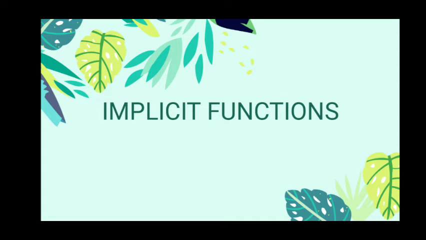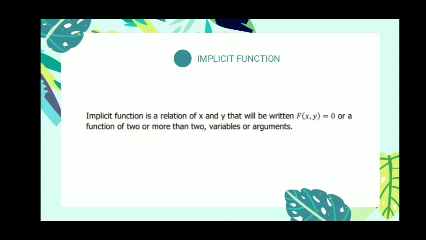The next topic would be the implicit function. An implicit function is a relation of x and y that will be written as f of x and y equals 0, or a function of 2 or more variables or arguments. So I have here a problem as an example. 3x squared plus 2y squared is equal to a squared, where a is a constant.